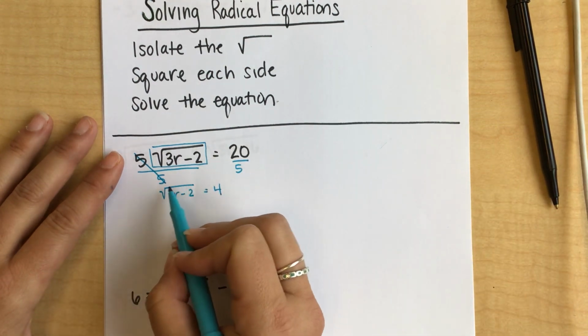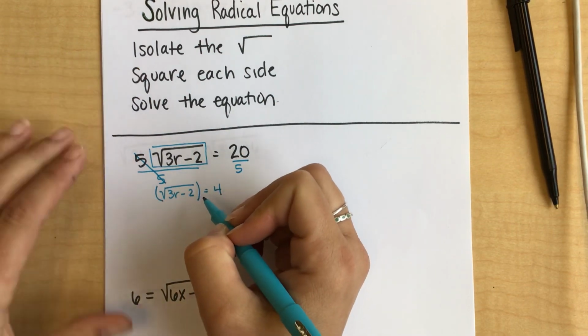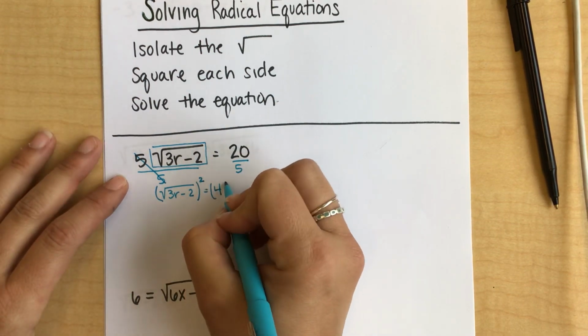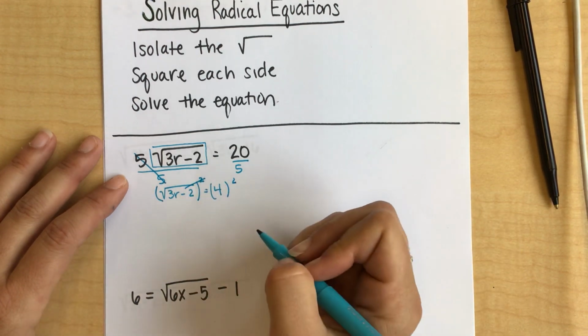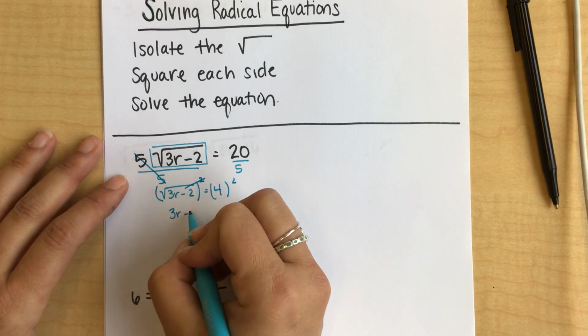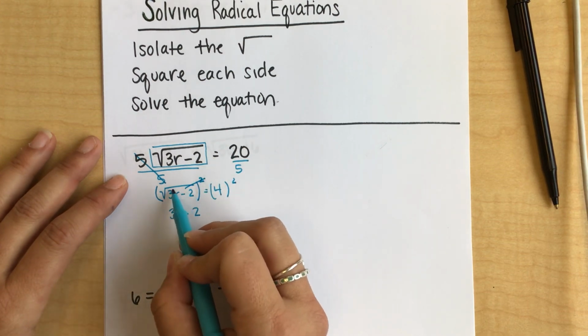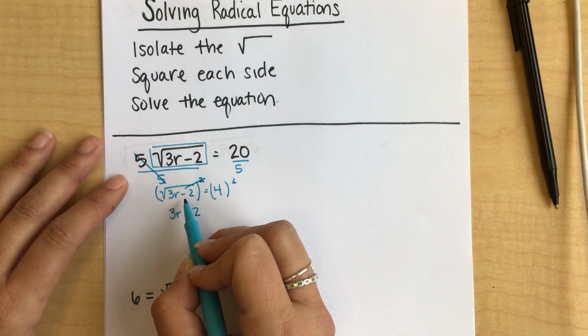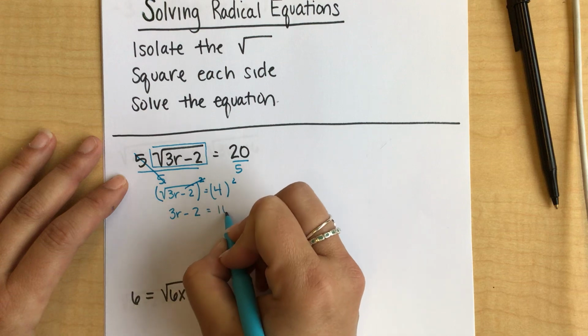Now that the radical is all by itself, we're going to do step 2. So we're going to square each side. So square and square. This square root and this square cancel each other out. So we have 3r minus 2. Notice when we square this, it does not affect anything under the radical. Whatever's under the radical just stays. Don't change that. 4 squared gives me 16.